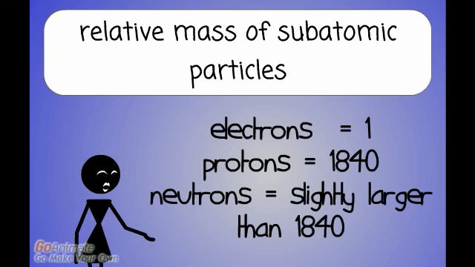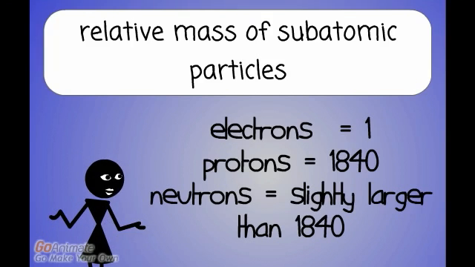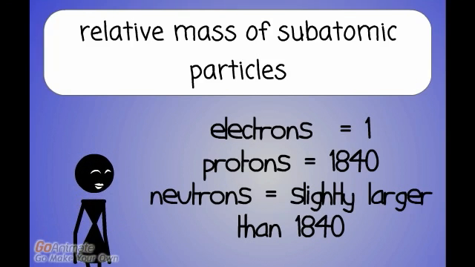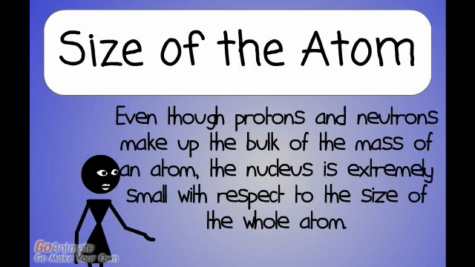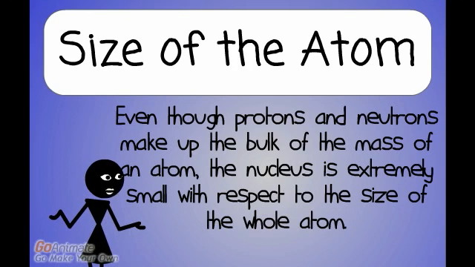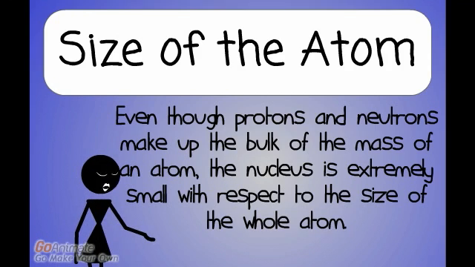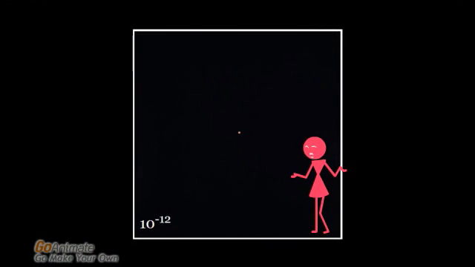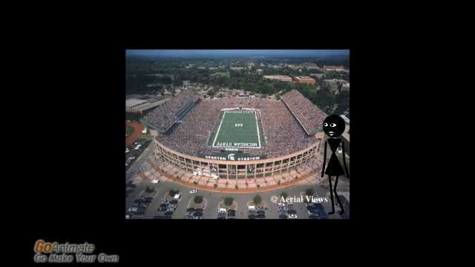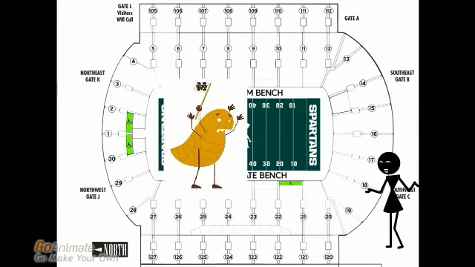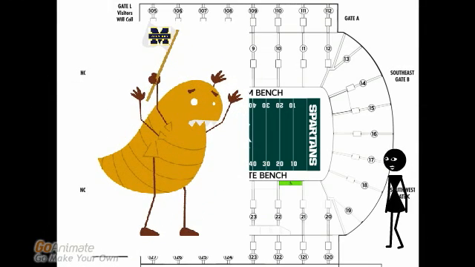However, if we compare the relative masses, it is easier to see the extraordinary difference in mass. Even though protons and neutrons make up the bulk of the mass of an atom, the nucleus is extremely small with respect to the size of the whole atom. Recall that when we look closely at an atom, we find that the atom is mostly empty space. If an atom were the size of this fine football stadium, the nucleus would be the size of a flea in the center of the football field.